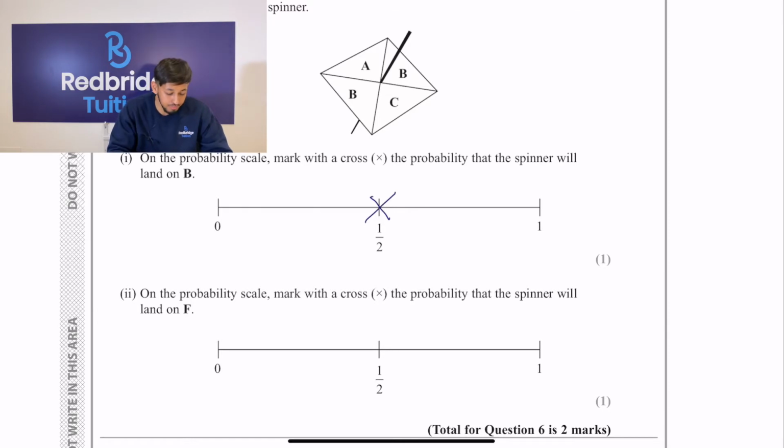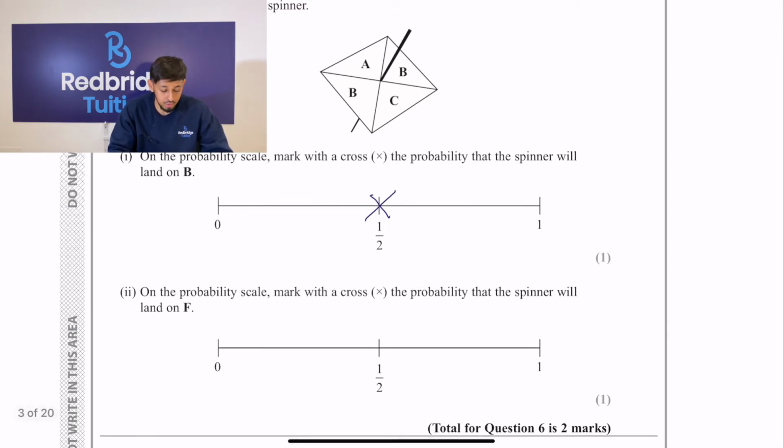Moving on to part B. On the probability scale, mark with a cross the probability that the spinner will land on F. Now on our spinner, we don't have a section that has an F. That means that the probability would be 0. We will mark an X here.